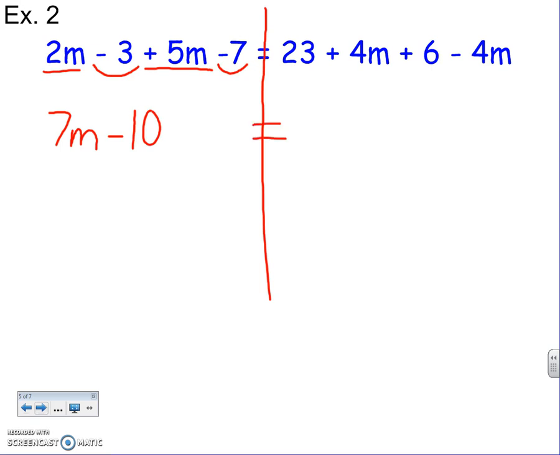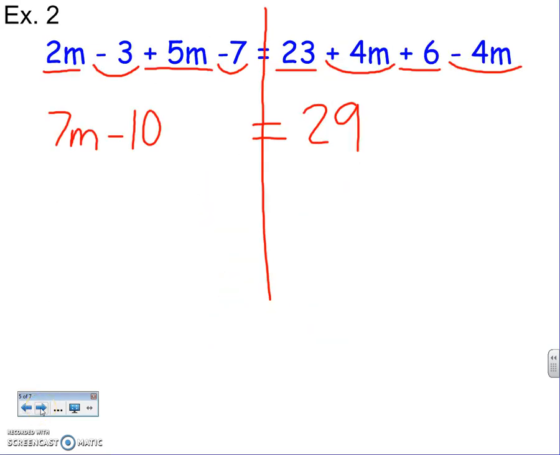My right side, I'm doing the same thing. I'm going to do the m's first. Letters usually go first, so positive 4m, negative 4m, that makes 0m. You could write 0m, but if it's 0, you don't have to write it. But 23 plus positive 6 makes positive 29. So here's where we're at now. Now it's kind of like that last problem.